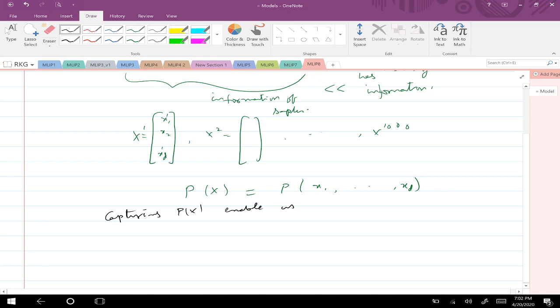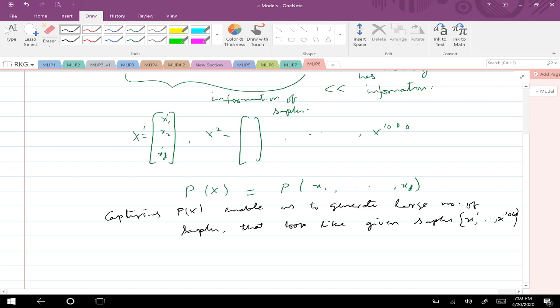This enables us to generate a large number of samples that look alike x1 to x1000. This is our objective in GANs.